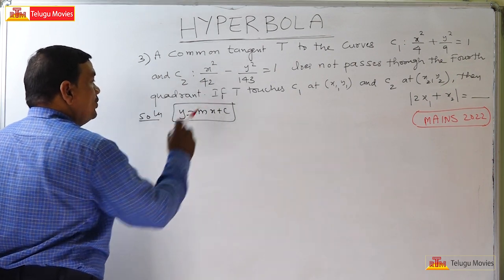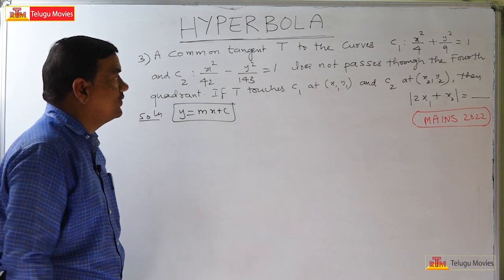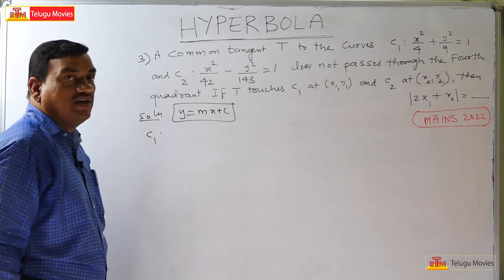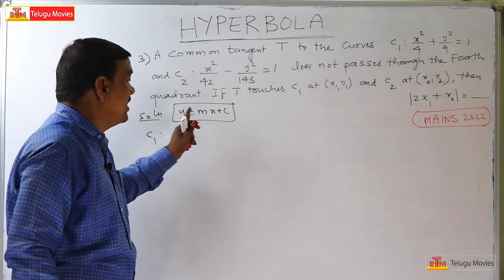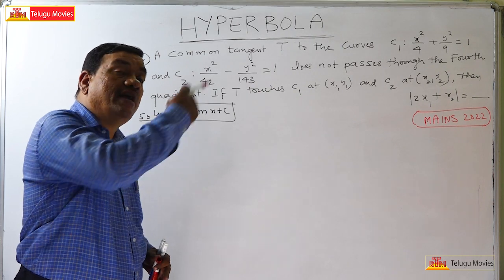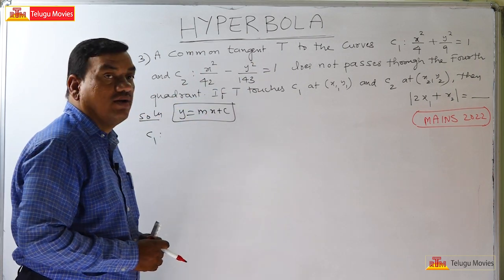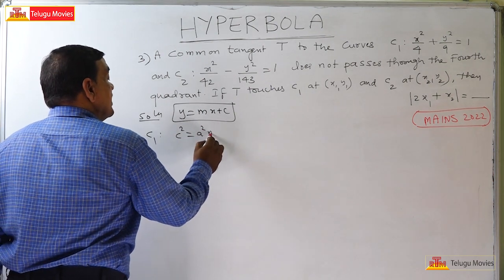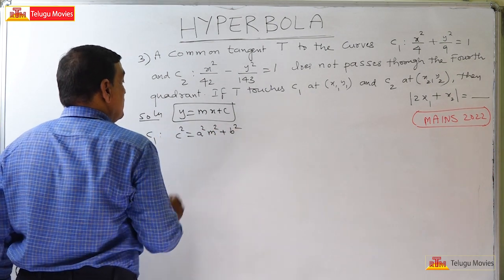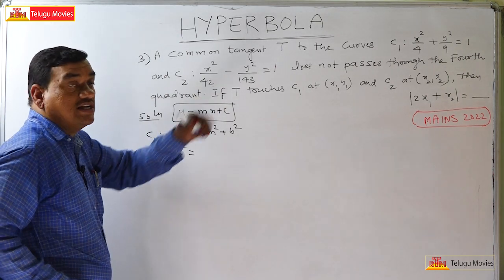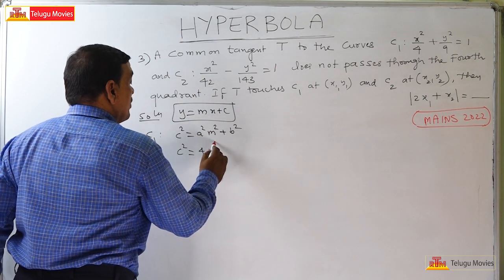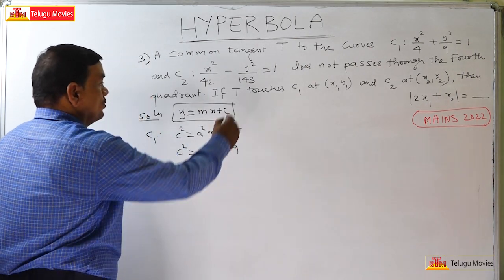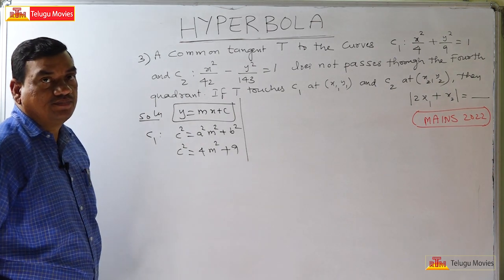Okay, now we need to find out the m value and c value. The first thing is, let us take the ellipse C1. Okay, now what is the condition? What is the condition for the line y is equal to mx plus c to be a tangent to the ellipse x square by a square plus y square by b square is equal to 1? The condition is c square is equal to a square m square plus b square. That is, c square is equal to a square, value is 4, m square we don't know, plus b square is equal to 9. Okay, so this is regarding the ellipse.